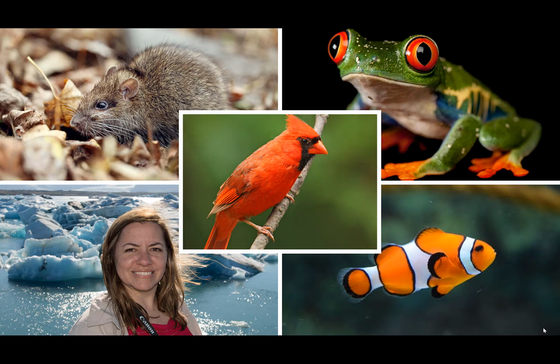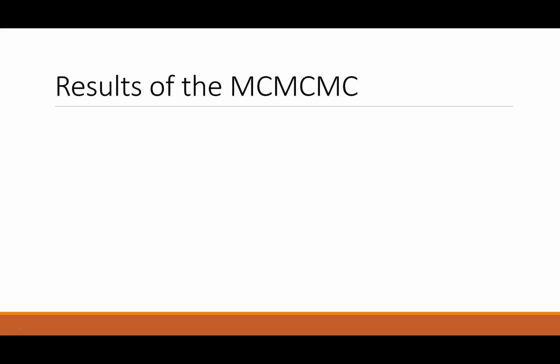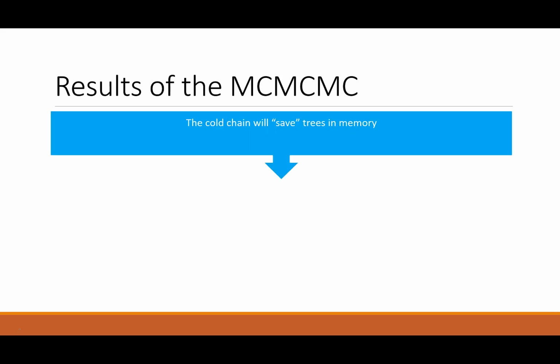So previously we talked about these 5 taxa that we are interested in understanding in terms of their evolutionary relationships: the rodent, the frog or amphibian, a bird, a fish, and a human. And let's take a look at what this is going to give us. All of you should remember that we talked about the hot and cold chains. These are going to be the results of an MC³ analysis.